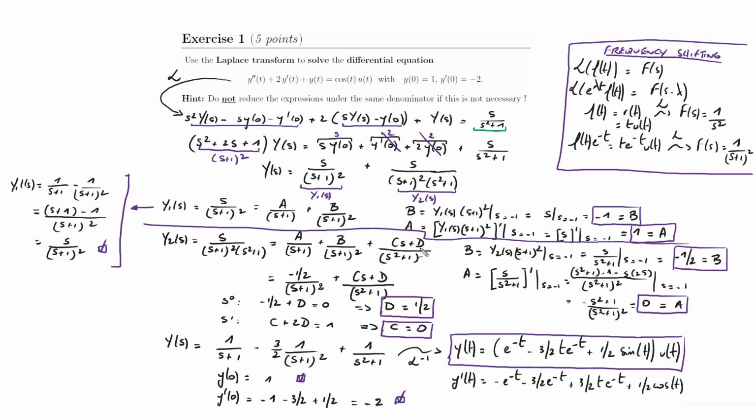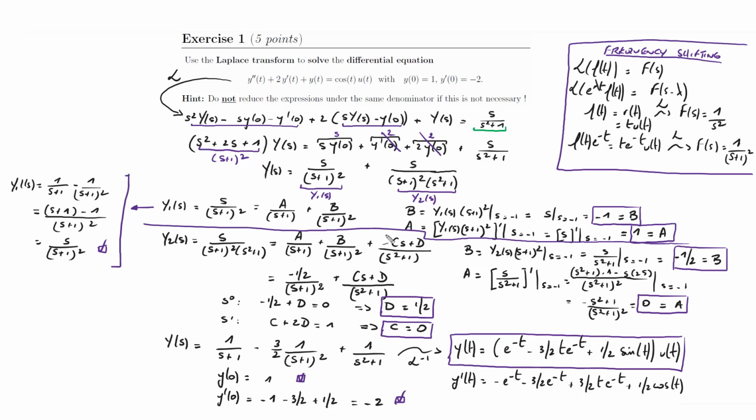As before, it's very easy to obtain b and a. For b, you take this one, you multiply by (s plus 1) squared. This leaves you with this one. You evaluate it in s equal to minus 1, and b is then equal to minus a half. For a, you do exactly the same thing. You multiply y2 by (s plus 1) squared, but what is left, you have to take the derivative with respect to s and evaluate it in s equal to minus 1. If you do so, the computation is not that difficult. You see that a is equal to 0.